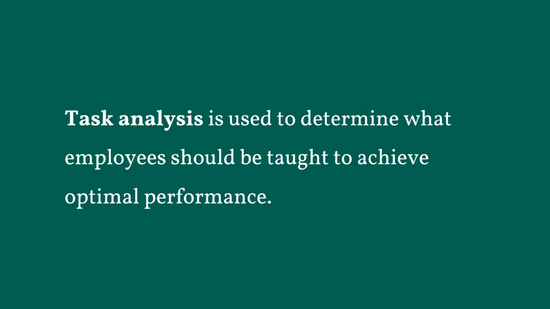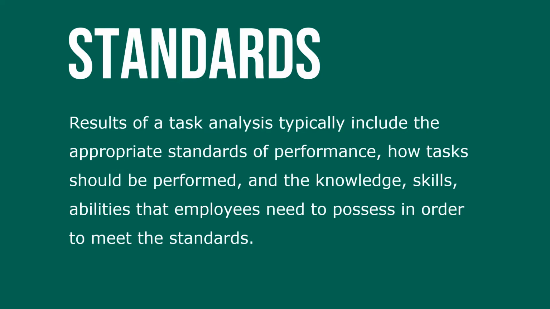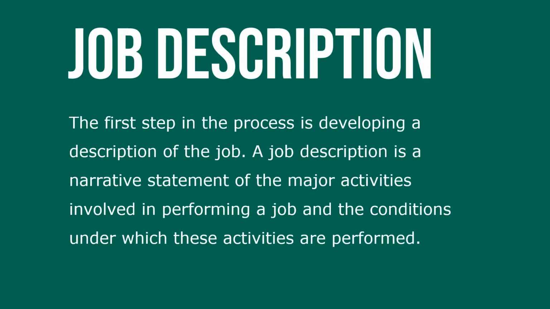Task analysis is used to determine what employees should be taught to achieve optimal performance. Results of a task analysis typically include the appropriate standards of performance, how tasks should be performed, and the knowledge, skills, and abilities that employees need to possess in order to meet their standards. The first step in the process is developing a description of the job. A job description is a narrative statement of the major activities involved in performing a job and the conditions under which these activities are performed.